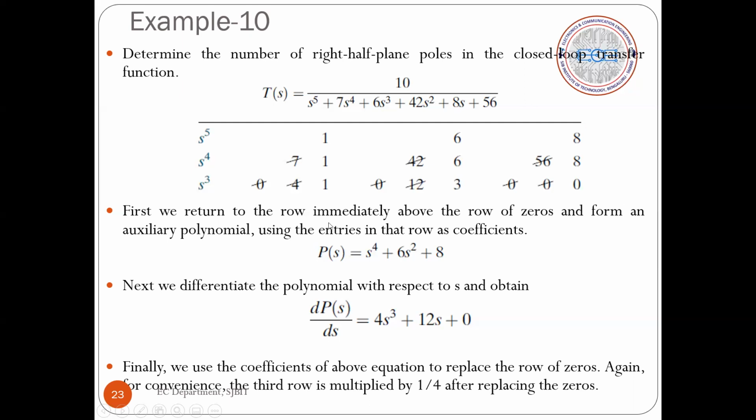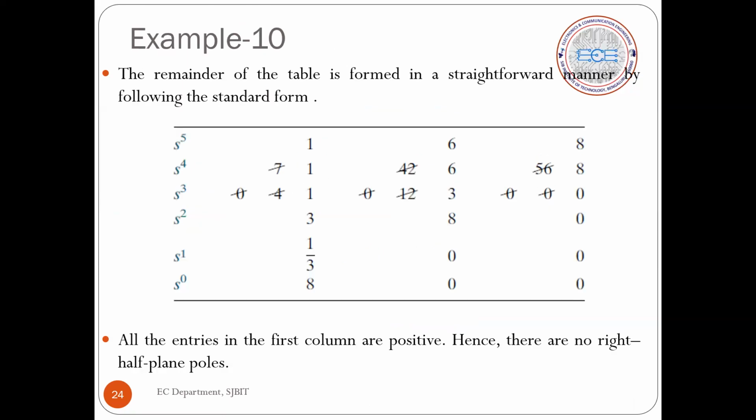Is this clear? What do we have to do if an entire row becomes 0? If an entire row becomes 0, we go one row previous and construct an auxiliary equation and differentiate that, and we will pick up the coefficients of that differentiated equation and place them in place of zeros. So this is the solution to the difficulty we come across while filling up the Routh table. Once zeros are eradicated, next is very simple.